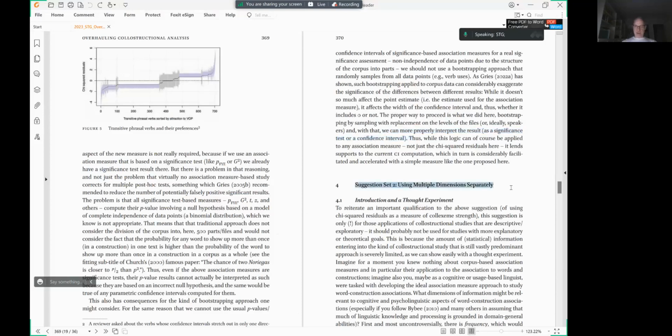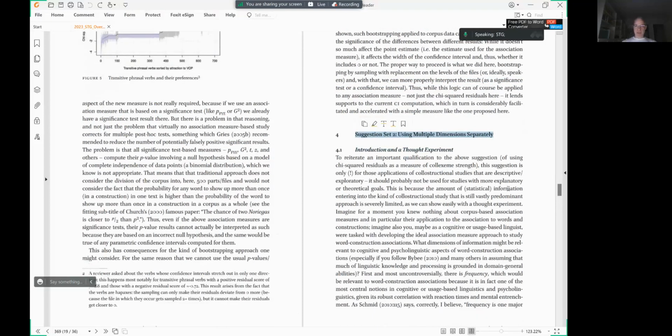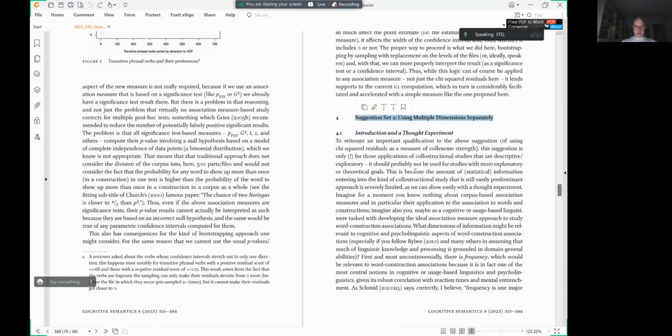Okay, suggestion set 2, using multiple dimensions separately. So introduction and a thought experiment. So here's the thought experiment. Imagine for a moment you knew nothing about corpus-based association measures and their application to words and constructions. But imagine that as a cognitive or usage-based linguist, someone told you, okay, you have to develop the ideal association measure approach to study word-construction associations. What dimensions of information might be relevant?